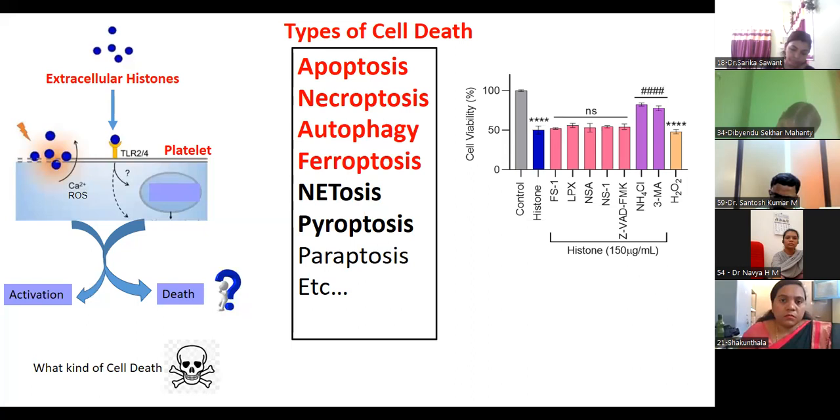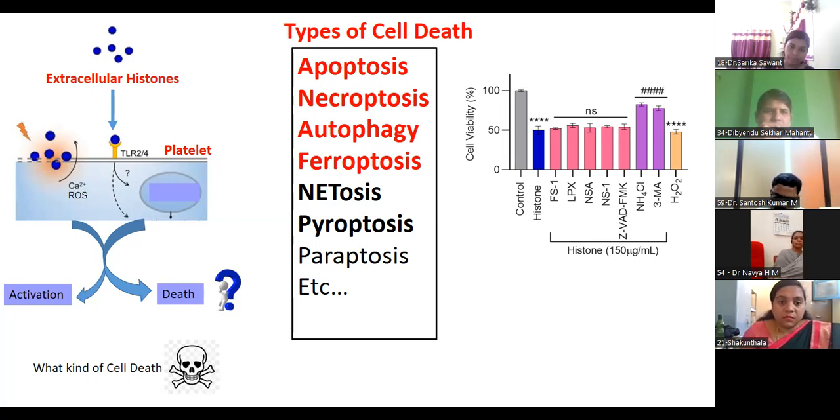If so, what kind of death is it? So we ask the next question, what kind of death is it? There are 10 different types of cell death mechanism. Out of that, these 4, apoptosis, necroptosis, autophagy, as well as ferroptosis, are well understood in case of platelets. So we were interested to know what kind of cell death is happening in the presence of histones.